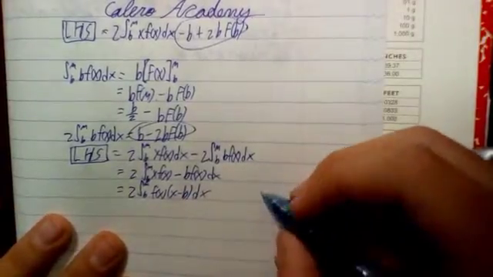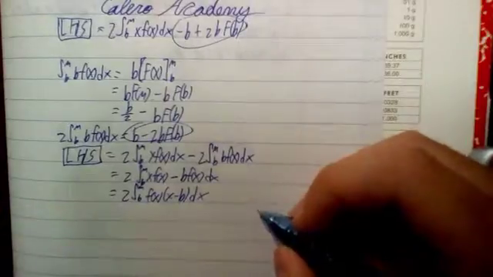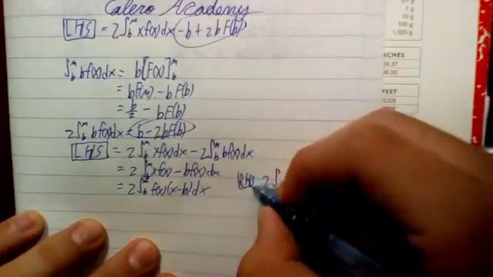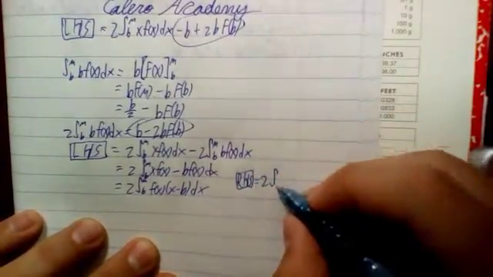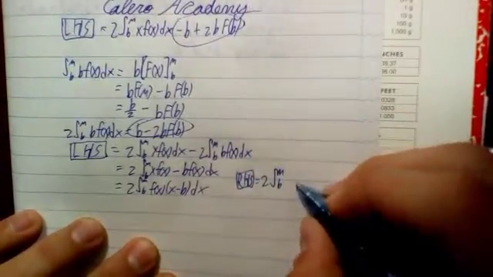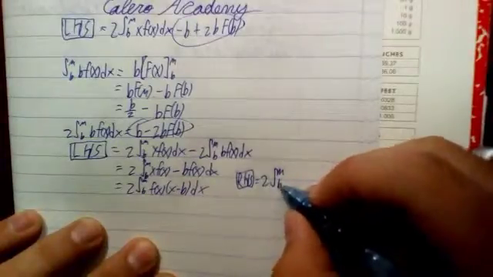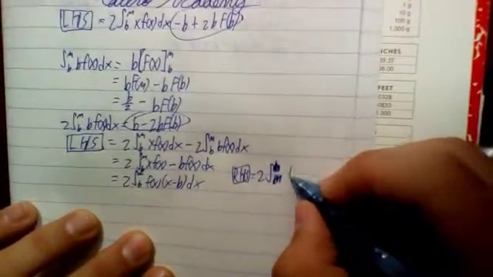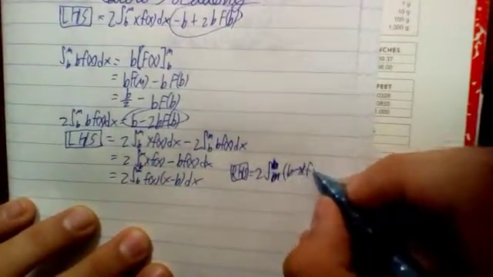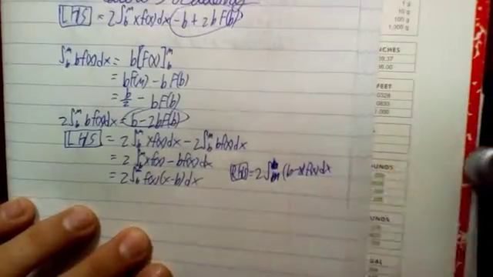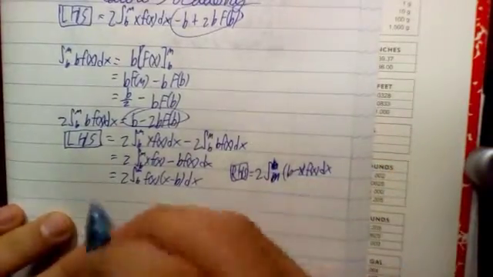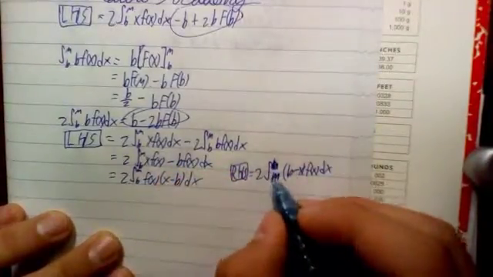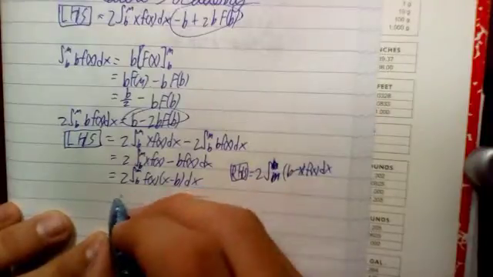Remember, the thing on the right-hand side, which we want to get to, is equal to 2 times the integral from m to b of (b minus x) f(x) dx. Now, we just manipulate this integral here. Let's switch to get to the m to b, let's switch the order of integration.